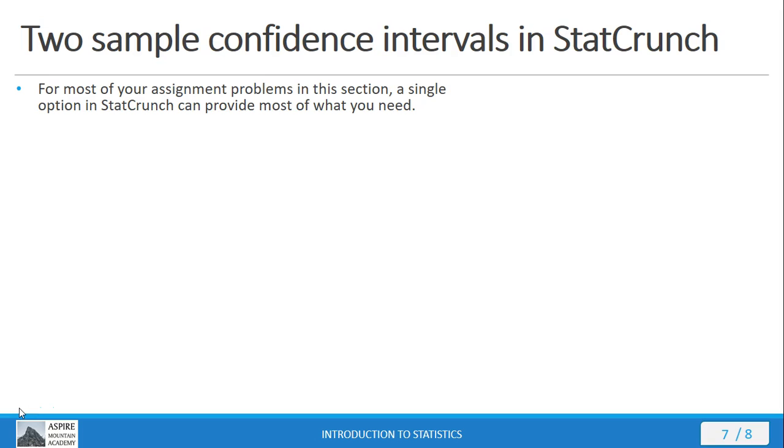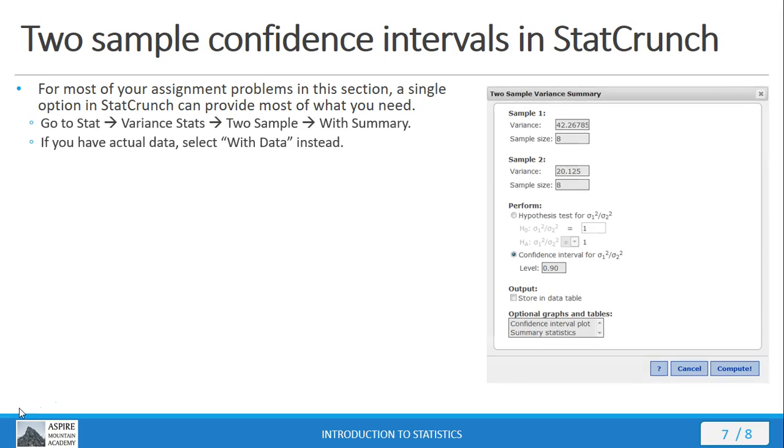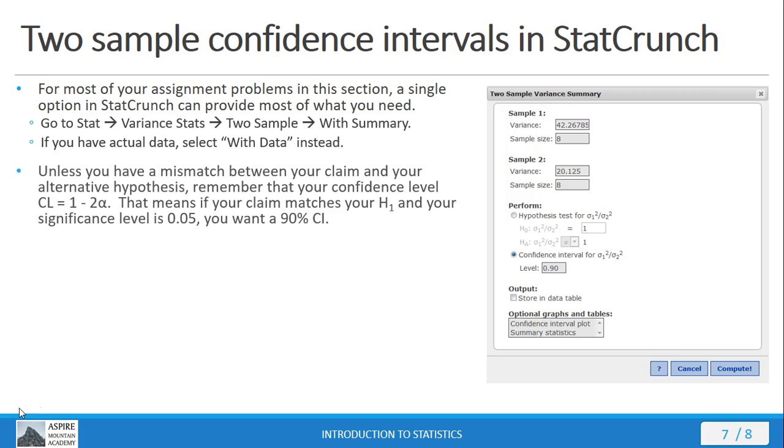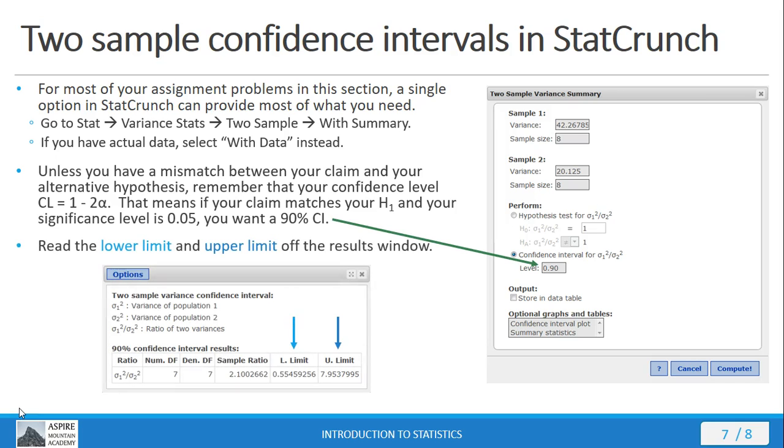Confidence intervals, again, work the same way. Okay? Same menu options. You're just going to flip that radio button down to confidence interval, and we've got the same rule with the 1 minus 2 alpha for the confidence level. So unless you have a mismatch between the alternative hypothesis and your claim, you're going to want to use 1 minus 2 alpha to calculate your confidence level. And then just go ahead and hit compute, get your results window, upper and lower limits right there from the results window, the same as we've always seen them.